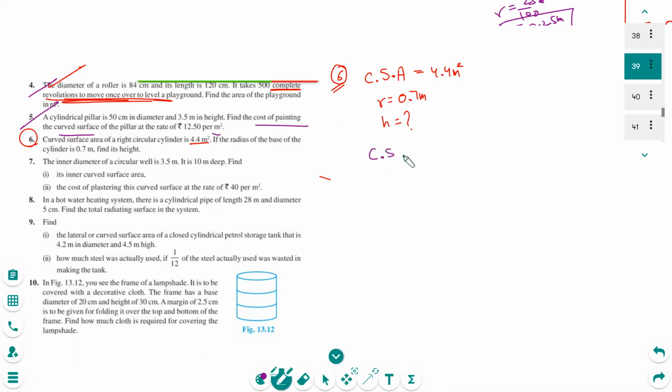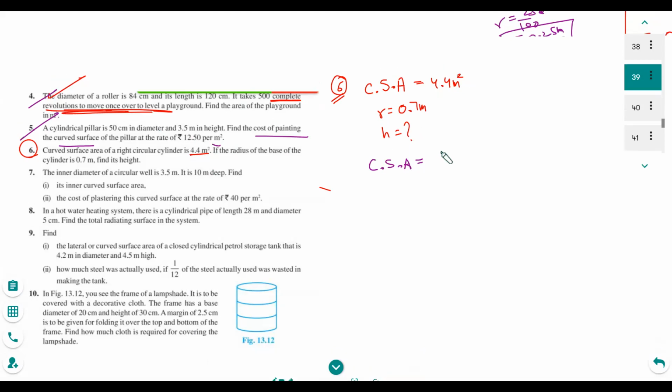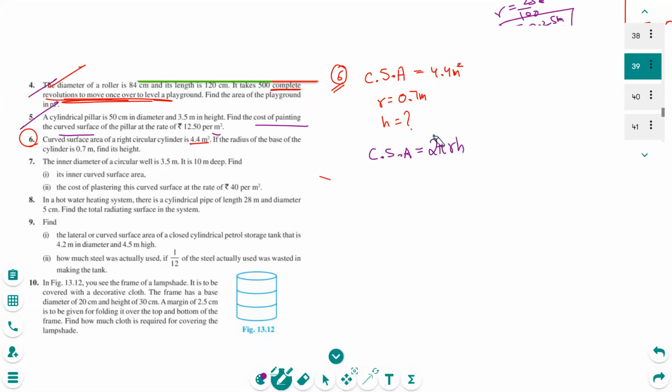See, the curved surface area of a cylinder is what? 2 pi r h. Not pi r square h. I have 2 pi r h; pi r square h is in the volume section. We haven't come to that part yet. So 2 pi r h is my formula for curved surface area.